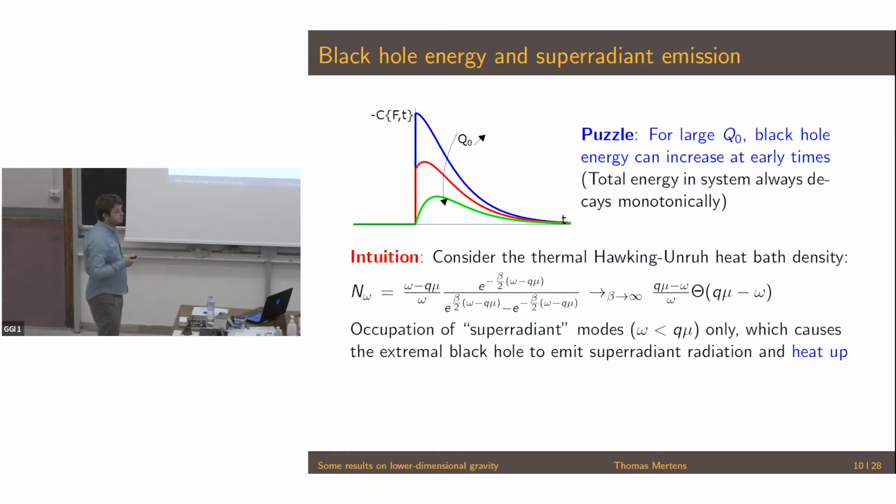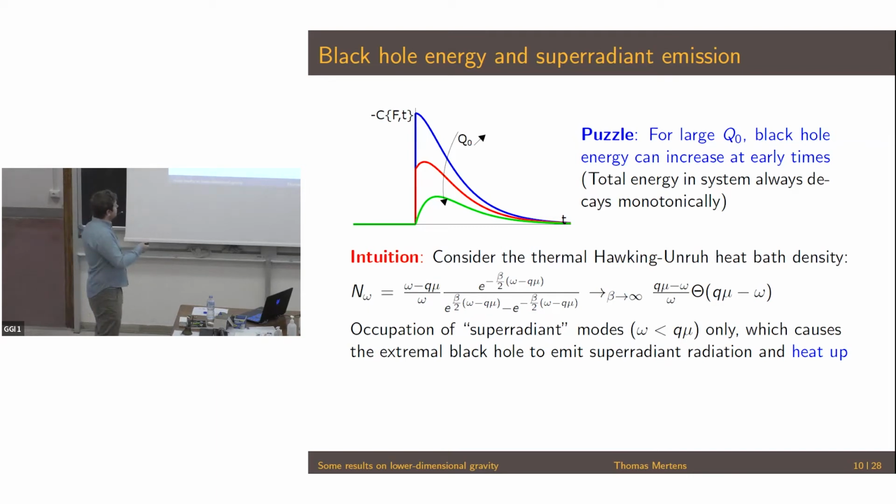And let's look at the zero temperature case of this formula to see more clearly what is going on. So if we take the zero temperature case of this charged Hawking-Unruh heat bath, you find this thing. And unlike the uncharged case, for which the zero temperature limit gives nothing, in this case there is still an occupation in the heat bath of these superradiant modes, to use the same word as in the rotating case, which are low frequency modes in the heat bath, where omega is less than q times mu, and mu is the electric potential of the black hole.